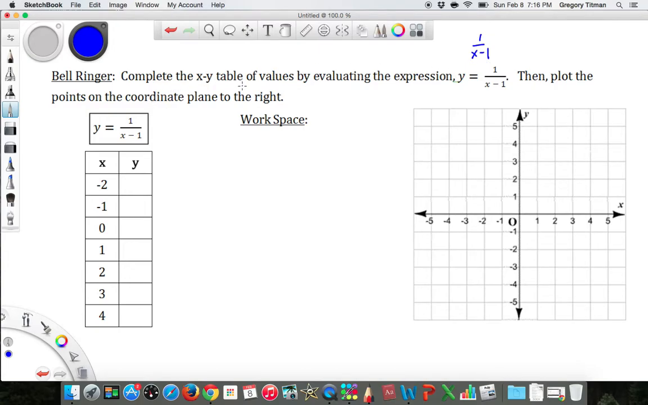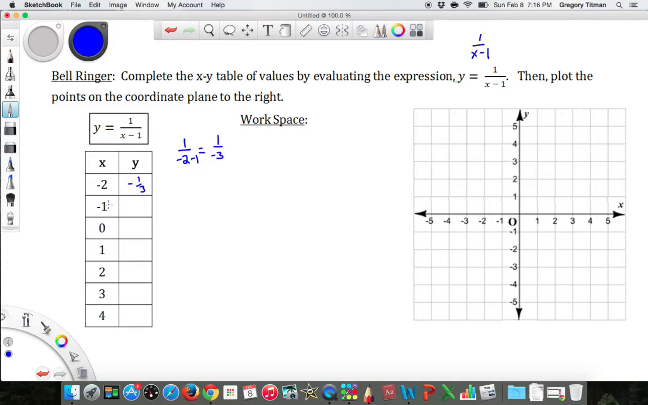The first thing it asks us to do is to complete this xy table. So given this list of domains, x equals -2 through 4, find the corresponding ranges or outputs using this function. So all we're going to do is evaluate this function for the different values of x. So let's first evaluate where x equals -2. If we do that, we get 1 over -2 minus 1, which equals 1 over -3, or -1/3.